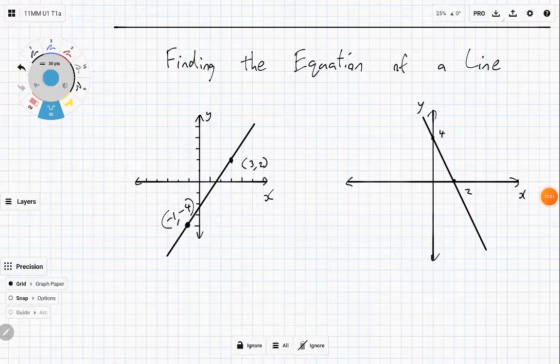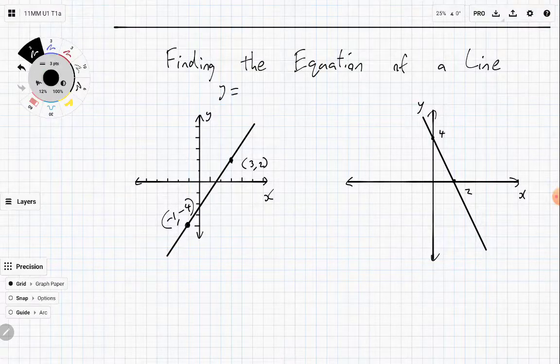Today we're going to be having a look at finding the equation of a line. And we're going to look at two different ones. In the first one we have got 2 points, and in the second one we've got the 2 intercepts. And the goal for both of these is going to be to find it in both the forms we know, y equals mx plus c, but also in the form of ax plus by plus c equals 0. So we're going to be looking at both of those.